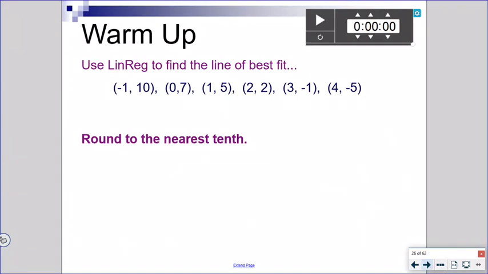Hello, day three-ers. Use LinReg to find the line of best fit. This was your warm-up yesterday. I'm going to give you about 5 minutes to do it. Go.